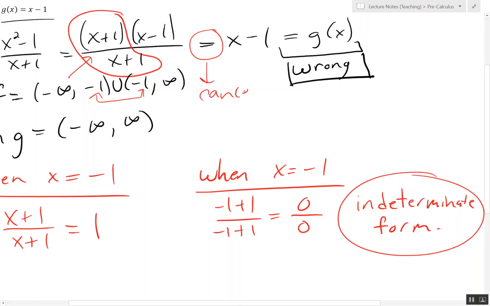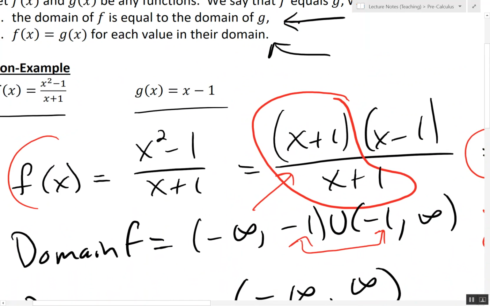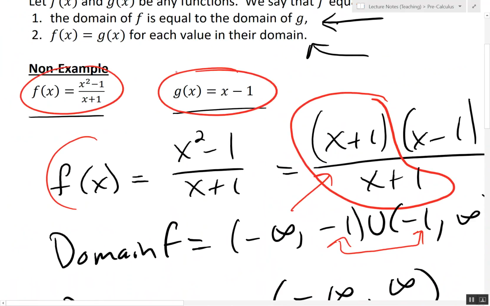There's an implicit condition: you can cancel when x is not equal to negative 1. So this equality has a condition on it that we don't usually talk about, because the domain is understood to exclude that value, and so we don't really have to worry about any cases here. But when we try to compare this f of x to this g of x, we have to make that distinction because their domains are different.